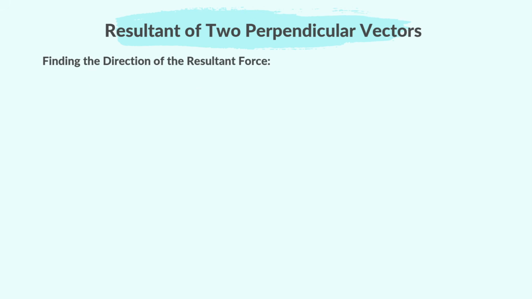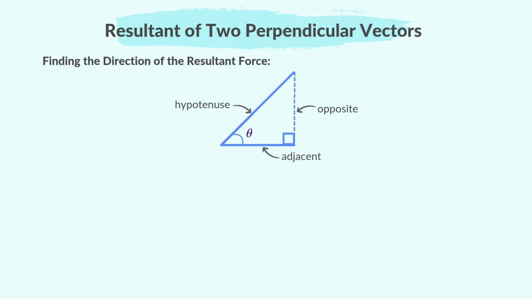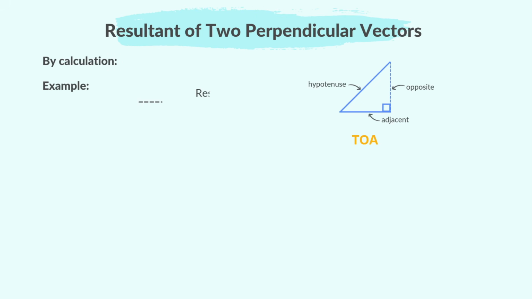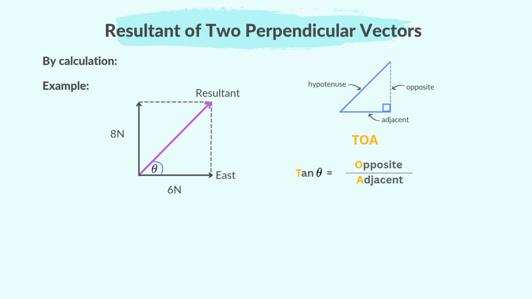If the question also asks for the direction of the resultant, we find the angle using trigonometry. The vertical component is the opposite side, and the horizontal component is the adjacent side. So we use tan theta equals opposite over adjacent. So if we are to find the direction of the resultant force from our previous example, the vertical force is 8 newtons and the horizontal force is 6 newtons. So tan theta equals opposite divided by adjacent equals 8 divided by 6.